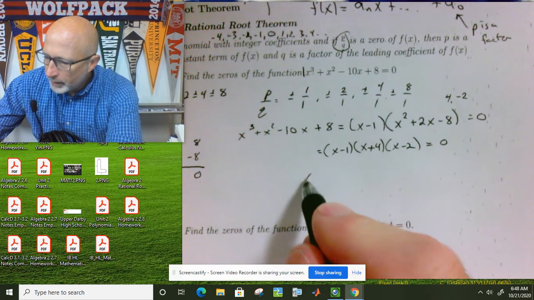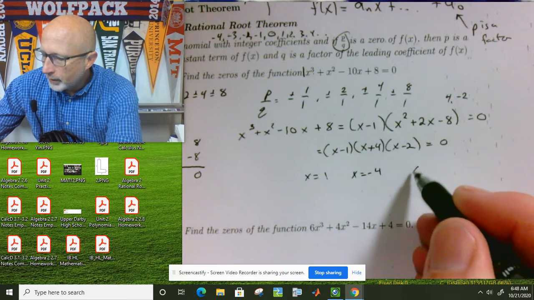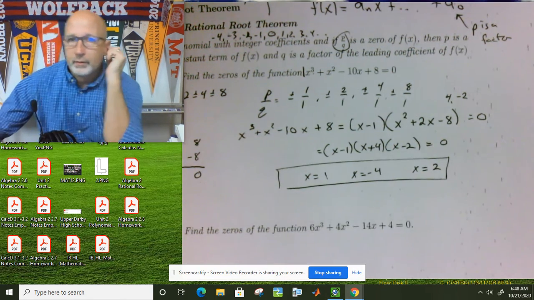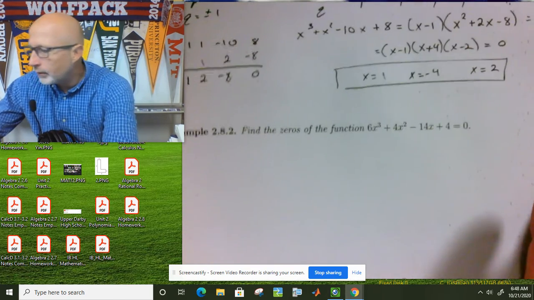This one's going to give me x equal to 1. This one's going to give me x equal to -4, and that one's going to give me x is equal to 2. Okay, and those are the roots of that polynomial. Okay, over here, find the zeros of this function.